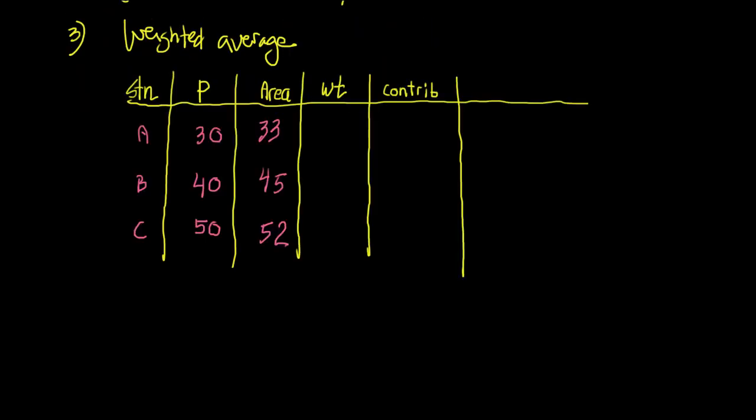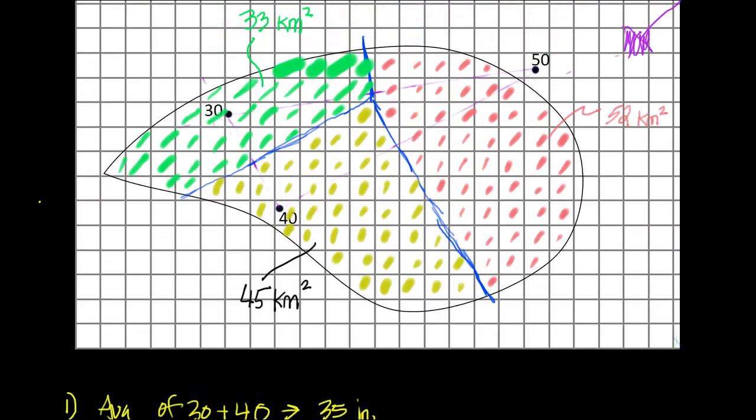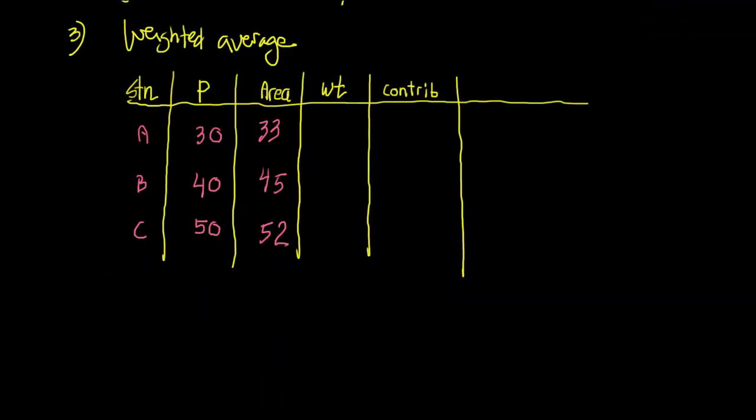Okay, here I've created the table and I've entered the data that we have observed. So we have three stations, A, B, and C, and the precipitation at station A was 30 inches and it had an area of 33. So going back up here, that's the one in green, right? That station had precipitation of 30 inches and it covered that area shown in the upper left, which I've shown in green, and had an area of 33 kilometers squared. And I do the same thing for the other two Thiessen polygons. So there are the data we have observed, the precipitation and the areas.